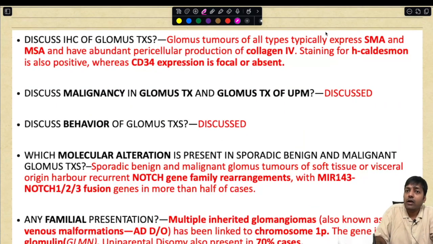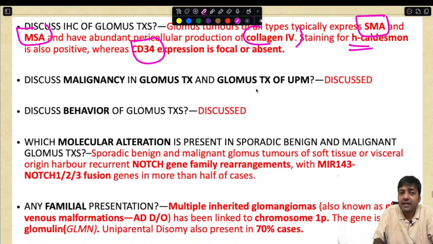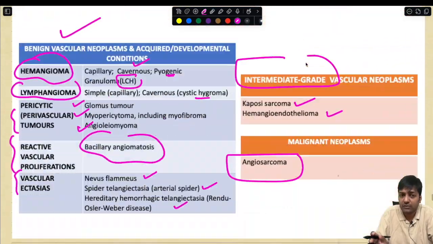They typically, all types, express smooth muscle actin and muscle specific actin, and they have abundant pericellular production of collagen type 4. Staining for H-caldesmon is also positive, whereas CD34 expression is focal or absent. Discuss the malignancy in glomus tumor and what is glomus tumor of uncertain malignant potential.